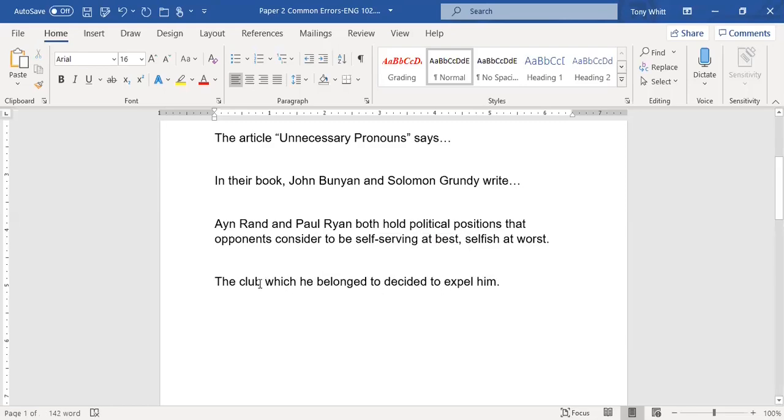The club which he belonged to decided to expel him. In fact, we probably wouldn't even use which, we'd say that. The club that he belonged to decided to expel him. Remember, which is used for those phrases that can be lifted out. So you don't actually need it here.